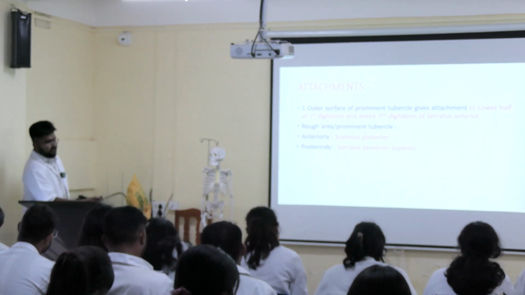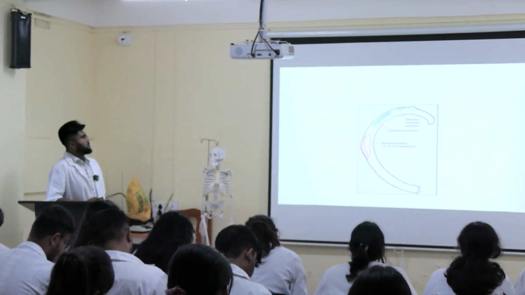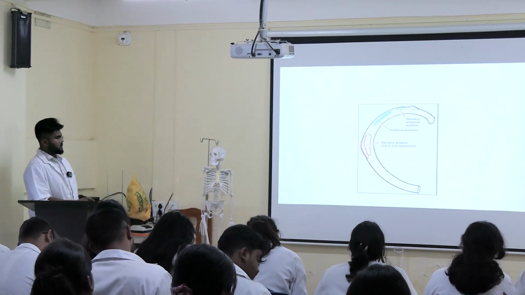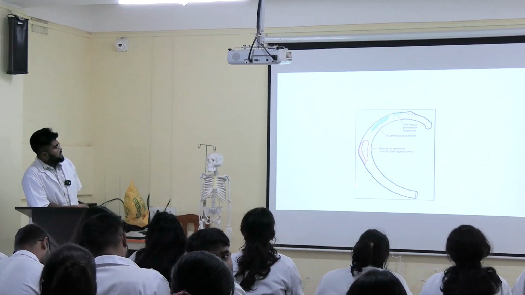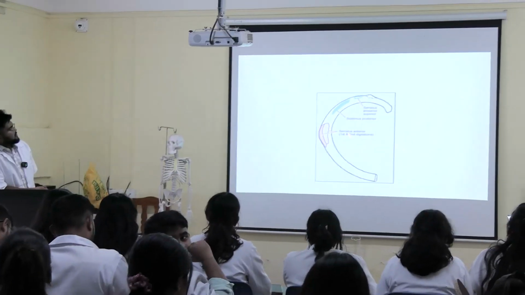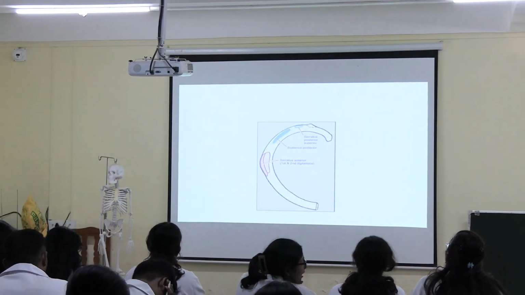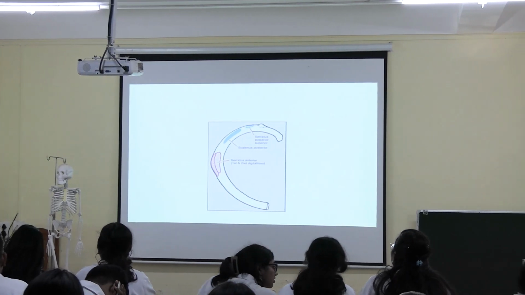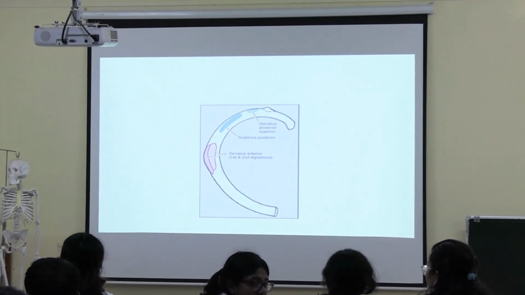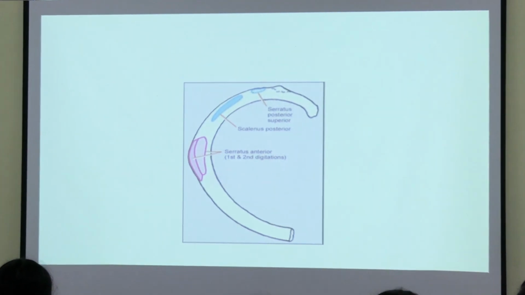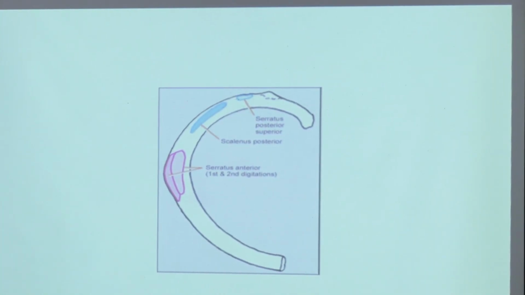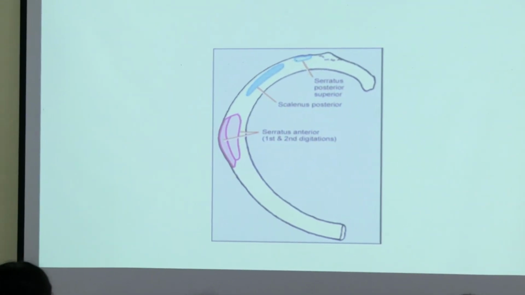Now the muscle attachment. Always remember only 3 muscles are attached to your second rib. One is your serratus anterior. Can anyone tell me how many digitations are present in your serratus anterior? Yes, 8 digitations are present. They all originate from the first to 8th rib.